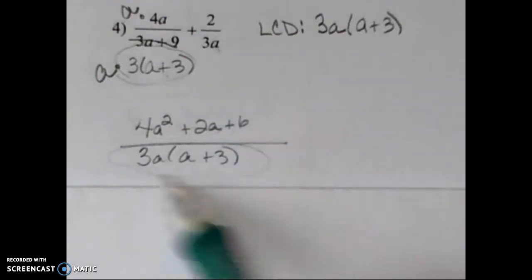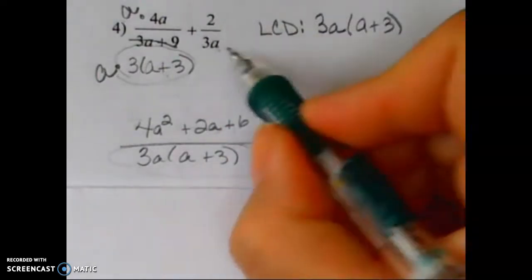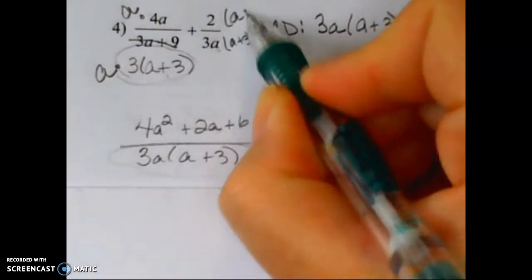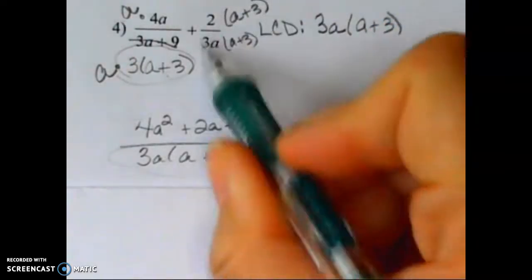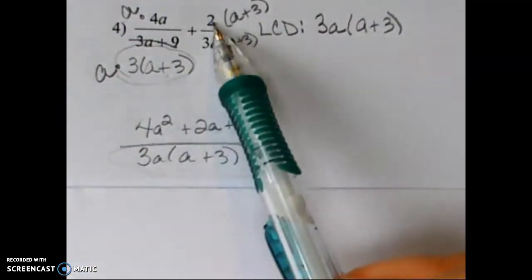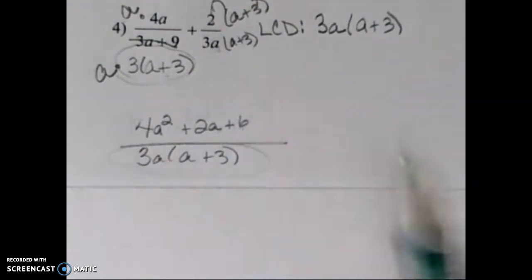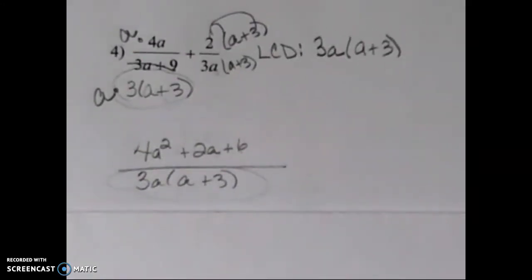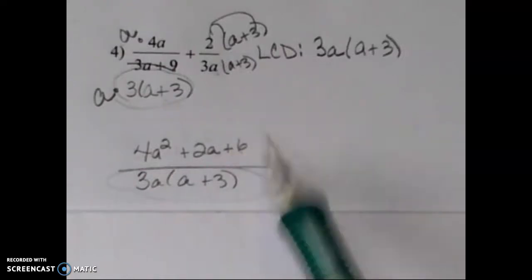3a needs to look like this. What's missing? It's missing an a plus 3. Okay, now we're good to go. I will distribute the 2 to the parenthesis, and I get 2a plus 6. Okay, combine your like terms. Oh, there are no like terms. That's my answer.